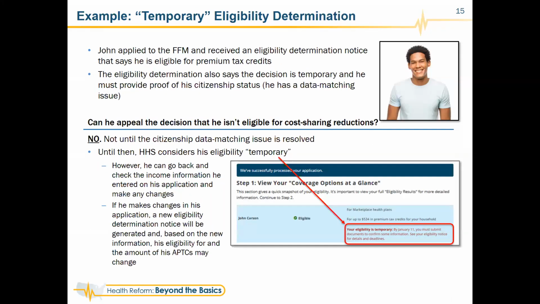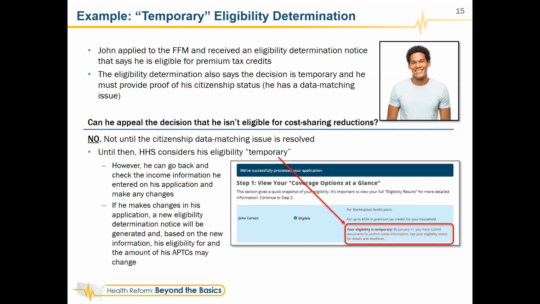We have John, who applied to the FFM, received an eligibility notice, and says he's eligible for tax credits. It also says that he has to prove his citizenship status. So again, this is a data matching issue or an inconsistency. If he was told he's not eligible for cost sharing reductions, let's say the FFM thinks he's slightly over income of that 250% cutoff line, can he appeal that? No. His eligibility determination is temporary because he has a data matching issue. So until he resolves that data matching issue about his citizenship, he can't appeal the denial of cost sharing reductions.